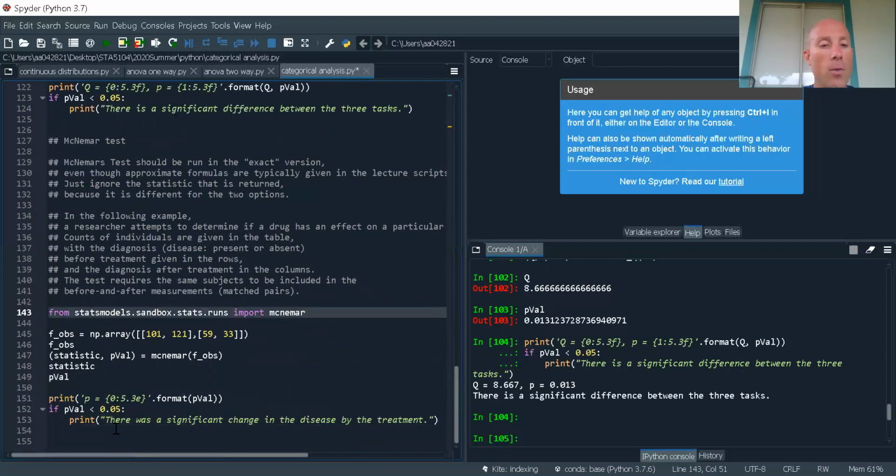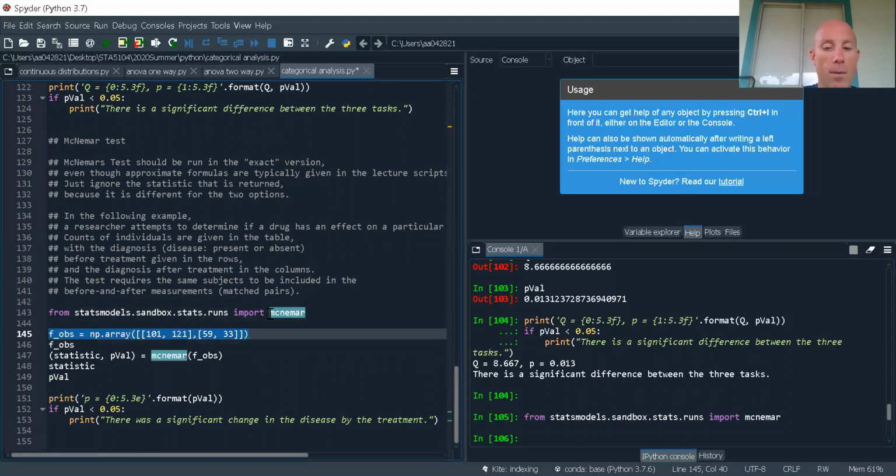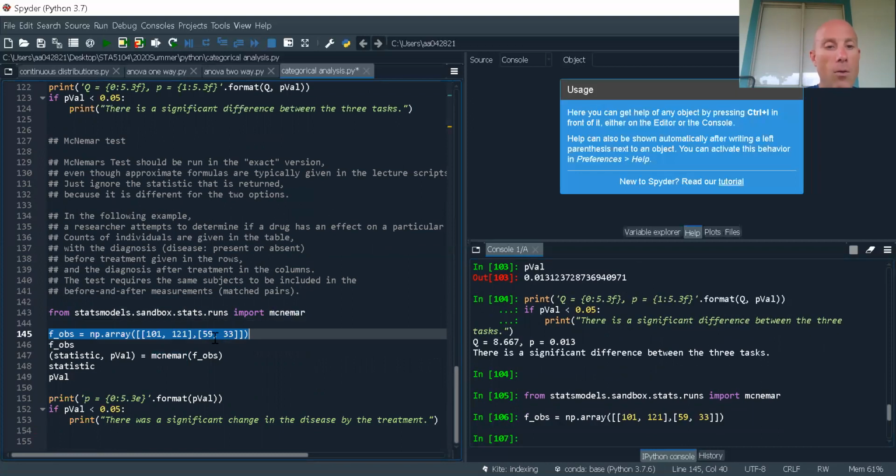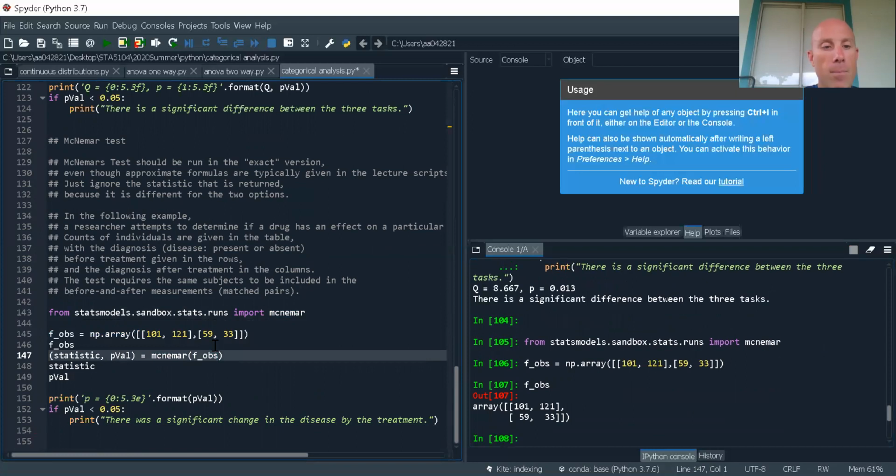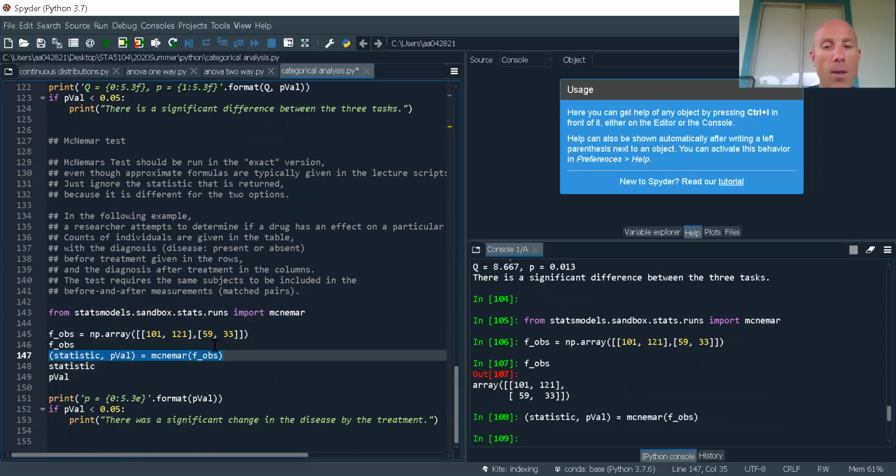All right, so let's go ahead and do this. Once again, I'm taking statsmodels, sandbox, stats, run, and I'm importing McNemar. And here is my data. Let's go ahead and get our test statistic and the corresponding p-value. We use a special chi-square distribution on the statistic to figure out the p-value.